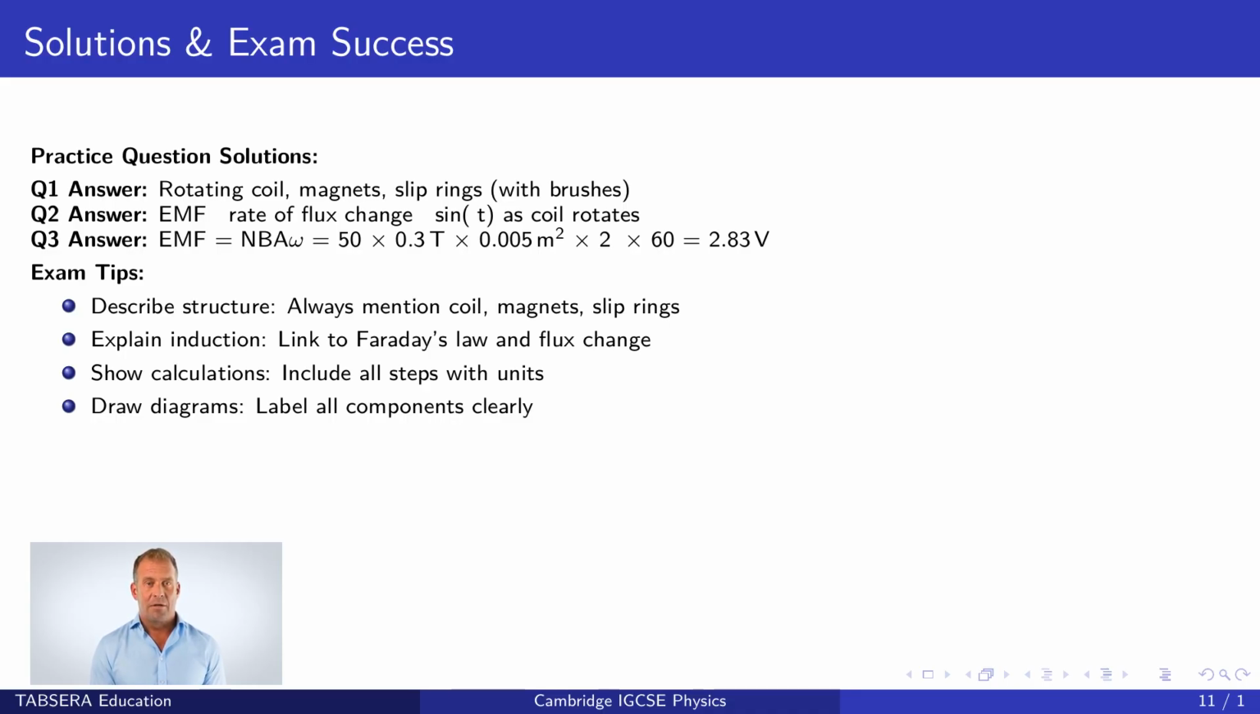For question 3, using EMF equals N times B times A times omega, EMF equals 50 times 0.3 Tesla times 0.005 square meters times 2 pi times 60, giving 2.83 volts.